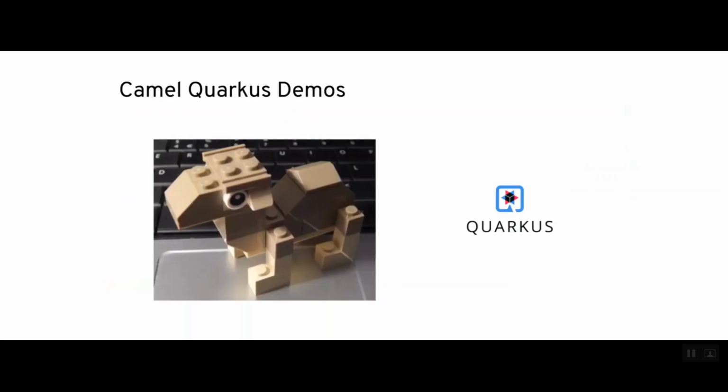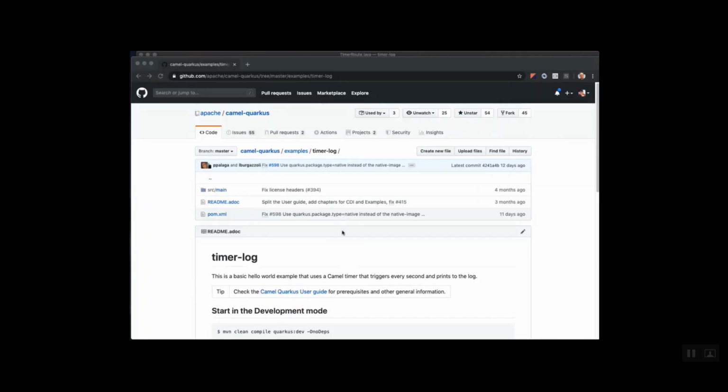But now let's go and see some demos, and I would like to show you first my favorite camel, the Lego camel. I'm of course from the land of Lego. So in the first one, we are actually from the Camel Quarkus website on GitHub, on the examples. There's an example called timer to log. This is a simple example, but it's a good one to start with.